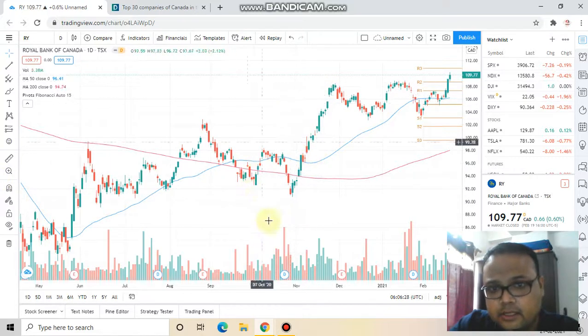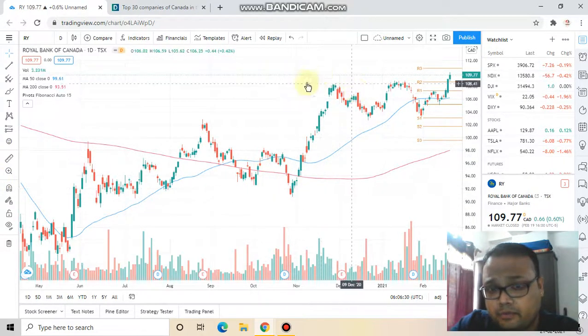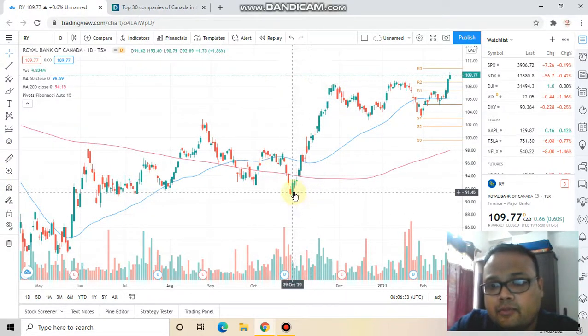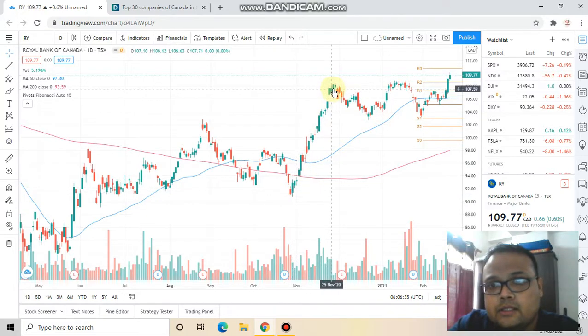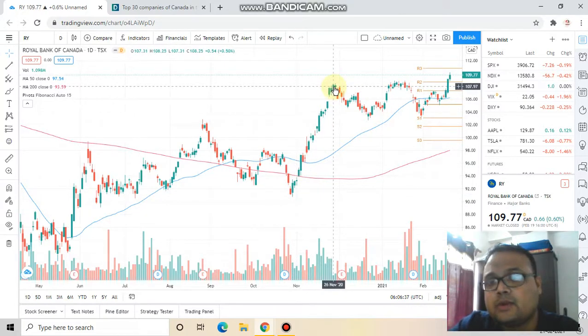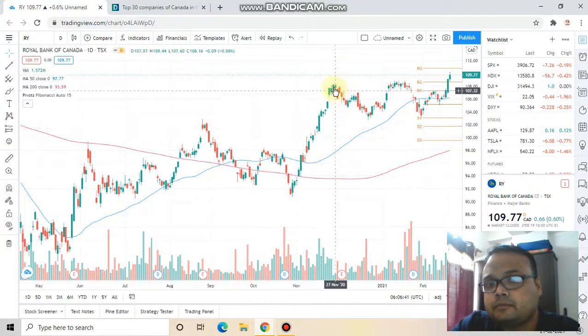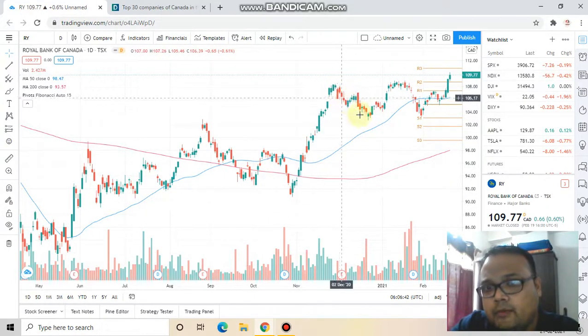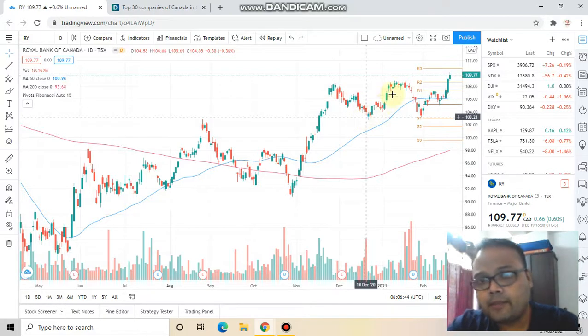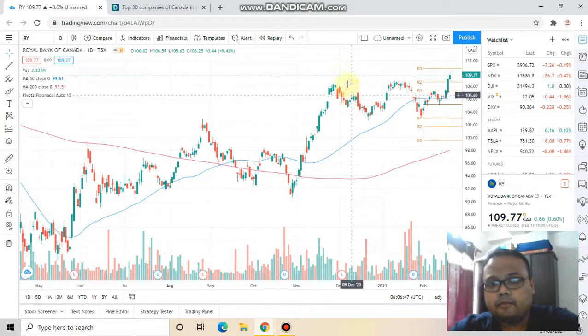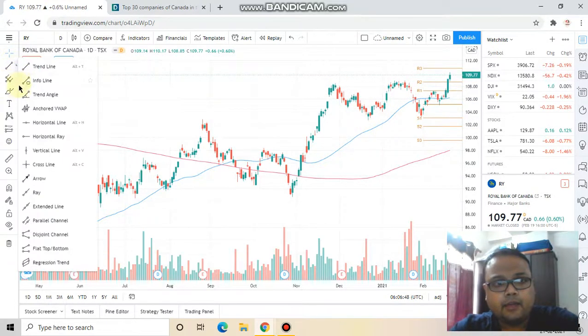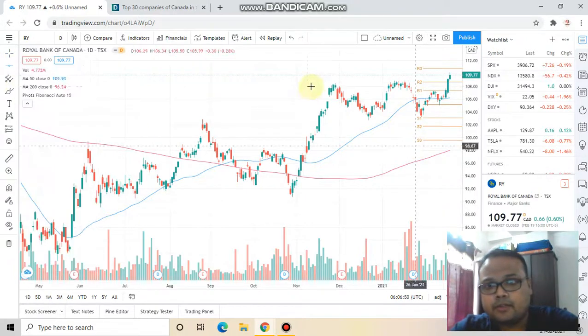Can you just see this move? This is a huge move. It moved from 91 to 107, almost 108. This was a huge move, and after that the market came down to take a rest and went up again, but the market failed to cross the previous high.